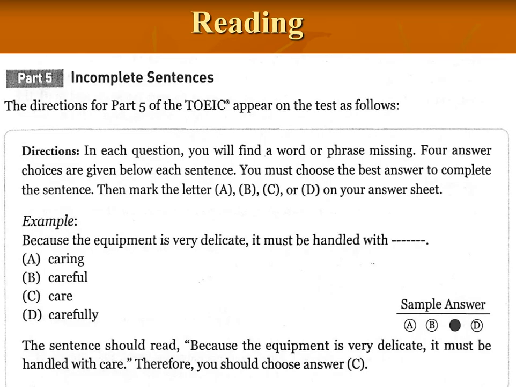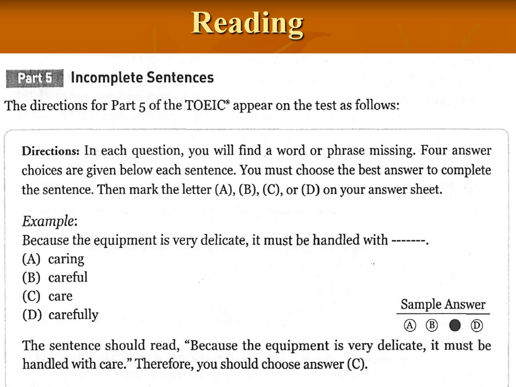So, that's the visual information, how it looks. Part 5 of the reading section, that's incomplete sentences. The directions here: in each question you will find a word or phrase missing. Four answer choices are given below each sentence. You must choose the best answer to complete the sentence, then mark the letter which is more appropriate, A, B, C, or D, on your answer sheet.